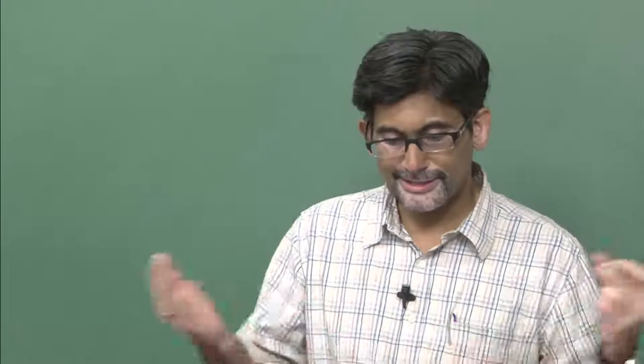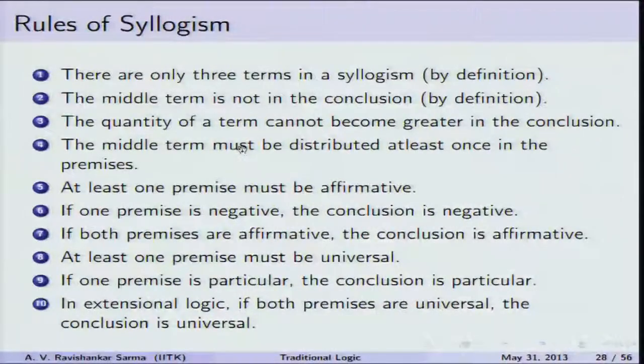When Aristotle proposed this particular theory, it had these particular features. There are only three terms in a syllogism. You might ask what needs to be done if there are more than three terms. It has to be reduced to only three terms. For example, if you say all A's are B's, all B's are C's, all C's are D's, that means A, B, C, D, there are four terms in that one.